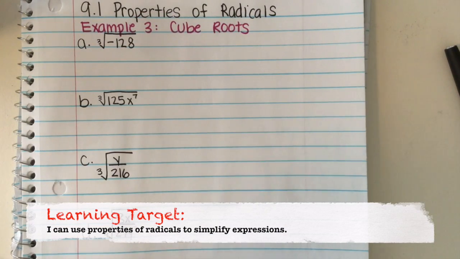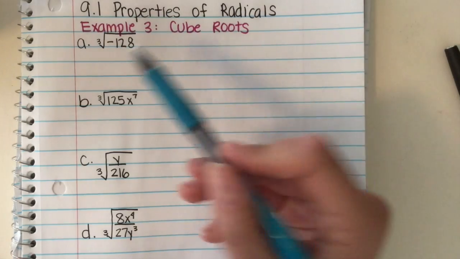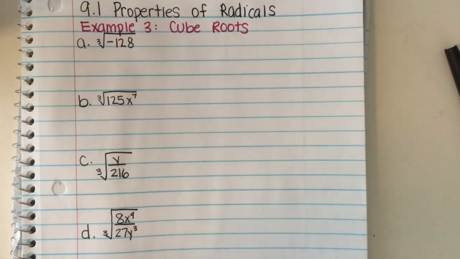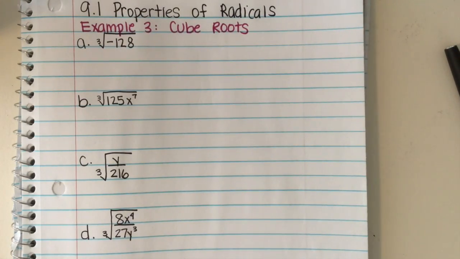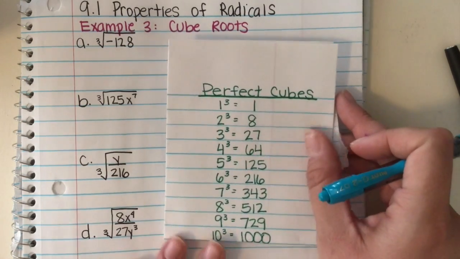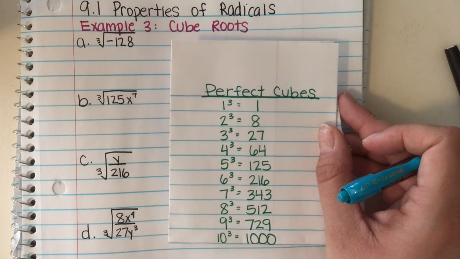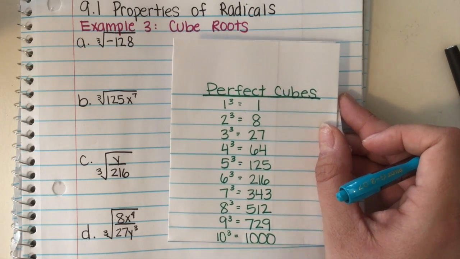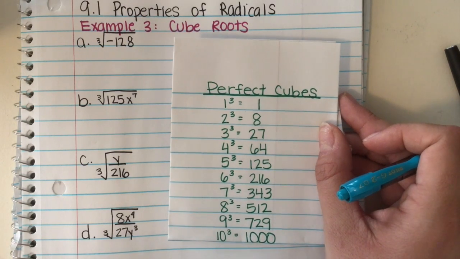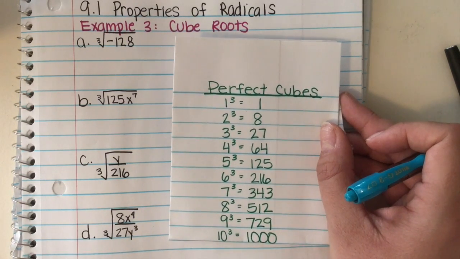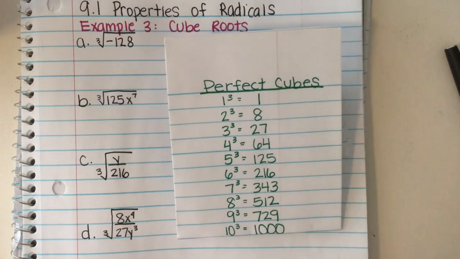And example 3 covers cube roots. So the main difference here is you'll notice that instead of just having that square root symbol, there's a 3 here, which tells us that we're looking for the cube root. So my suggestion, I've made a little cheat sheet for myself. I have the perfect cubes written out because these are not as commonly known to you guys as the square root. So it's a really helpful tool while we're working through this.